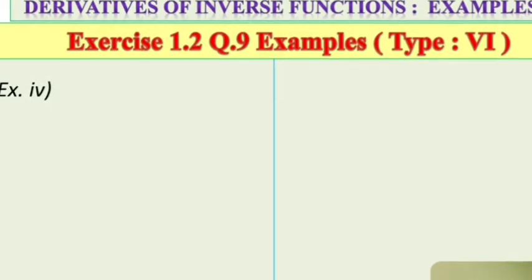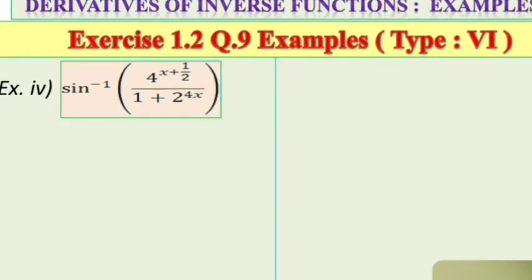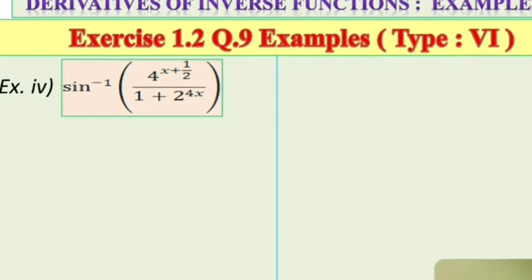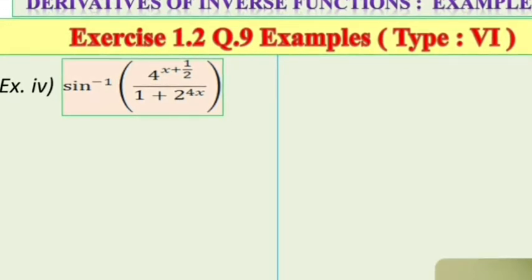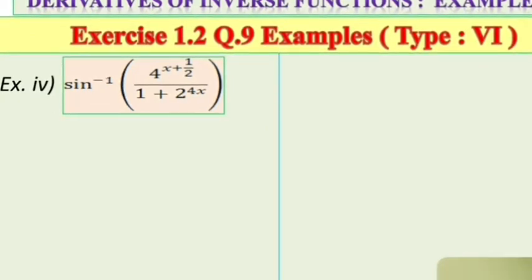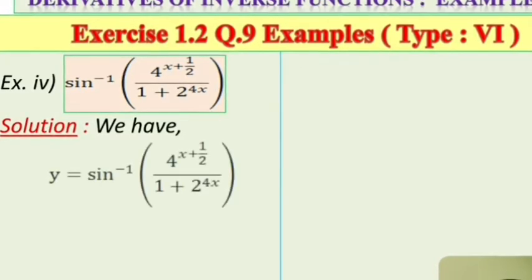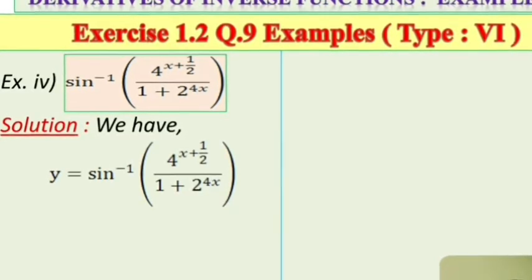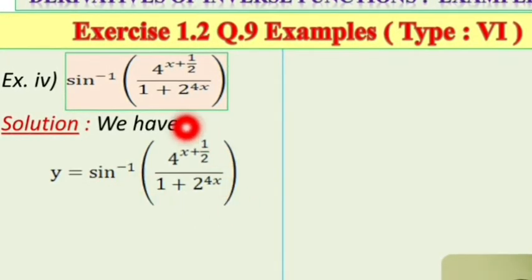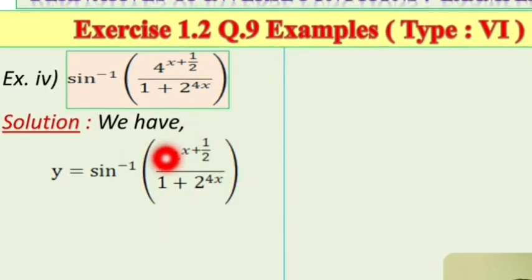Here the given example, fourth example, is sine inverse of bracket 4 raised to x plus 1 upon 2 whole divided by 1 plus 2 raised to 4x. That is our given function. Now we have to find the derivative of the given function. Firstly, write the given function as y equal to sine inverse of f of x. Here again the given function is in the form of sine inverse of f of x. We have to convert that f of x into the trigonometric function.